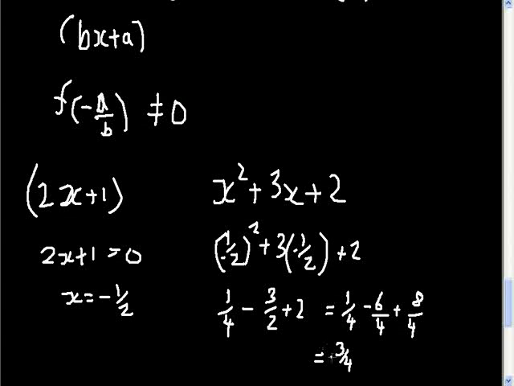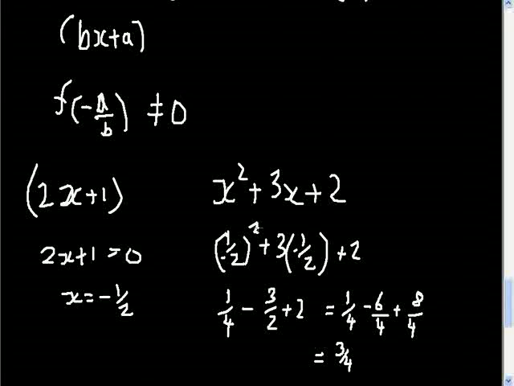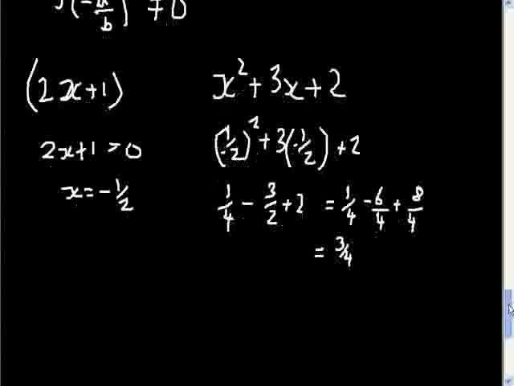So you get 3/4 when you substitute minus half, and that's the remainder. That's what you'd get if you had divided this by this linear factor. Now let's see what we get when we do that.